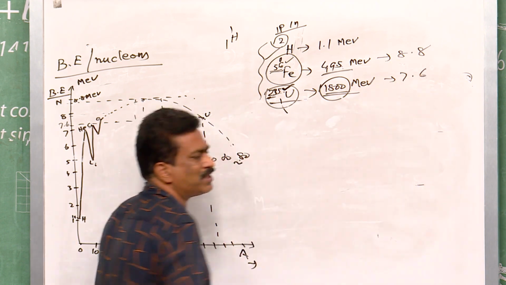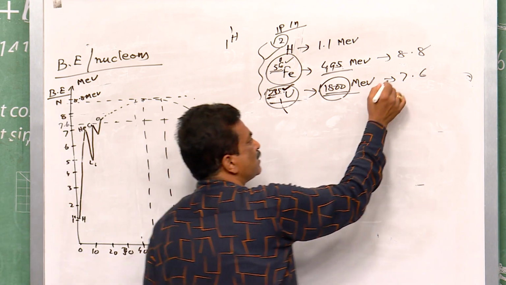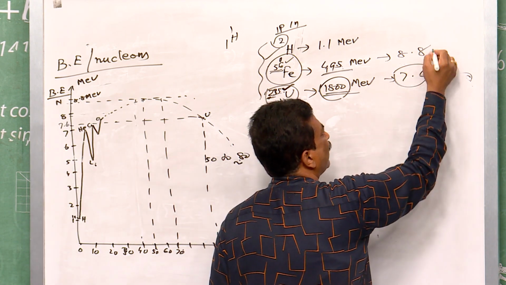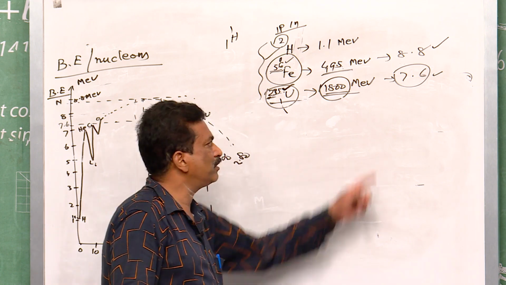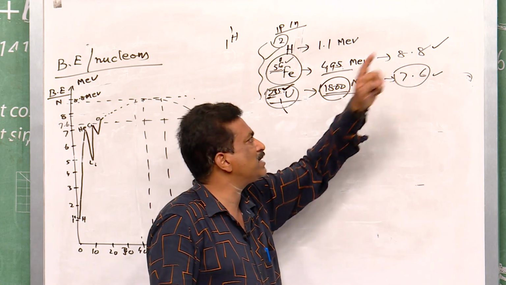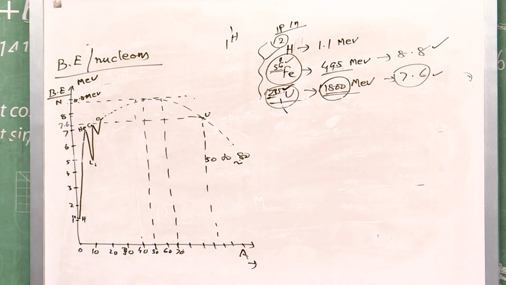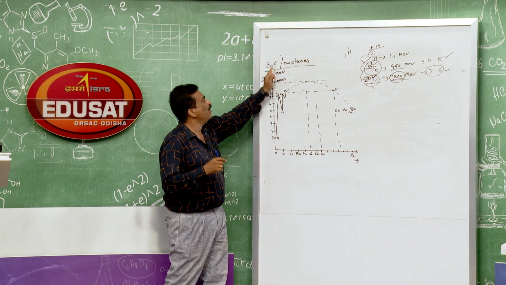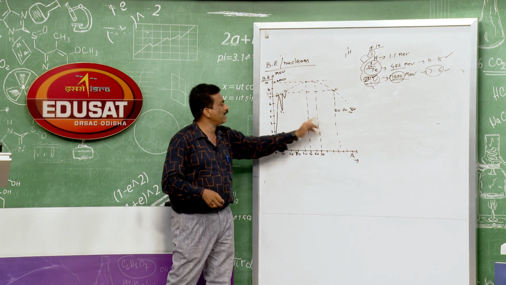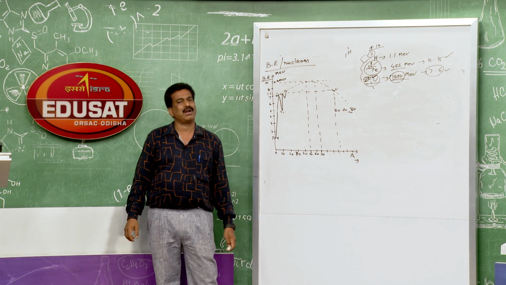So, if this is 7.6, then it is the greater one, or this is the greater one. This greater one is the binding energy, which means iron is more stable, or stronger, than any other higher ones.